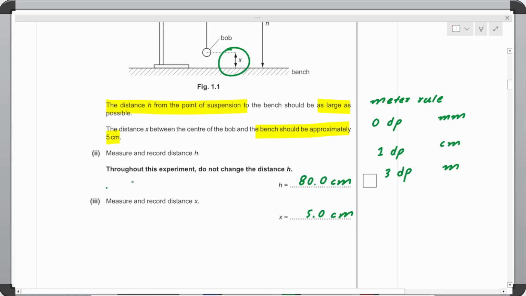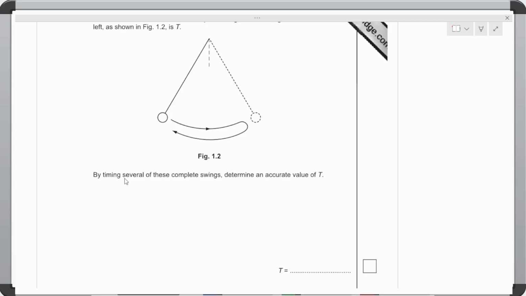By taking several of the complete swings, determine an accurate value for T. Capital T stands for period, the time period, the time of one oscillation. So they say bring the pendulum bob up to this point and then release it. When it goes to the other side and then comes back to the same position, that is what we call one time period. The time it takes to complete one oscillation is called the time period.